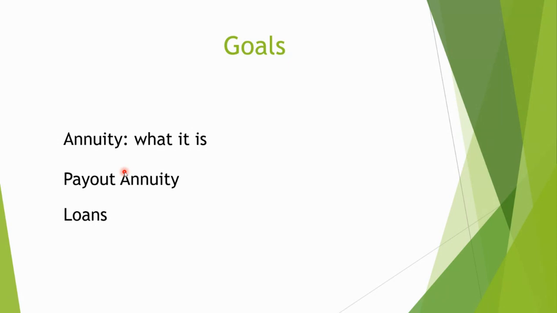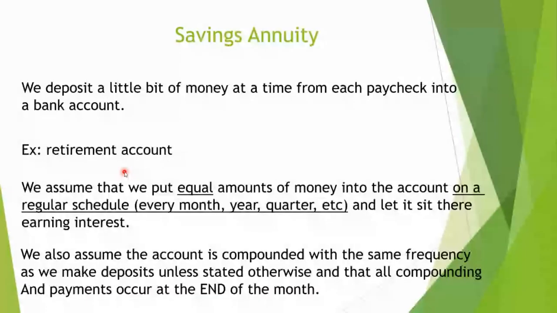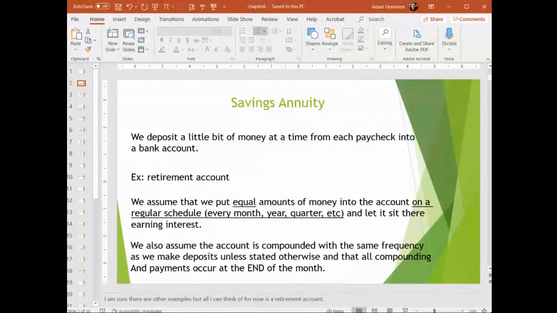All right, so let's get started with chapter 6. So first, we're going to look at what's called a savings annuity. The idea here, as you can see, is this. Basically, it's kind of like a retirement account.